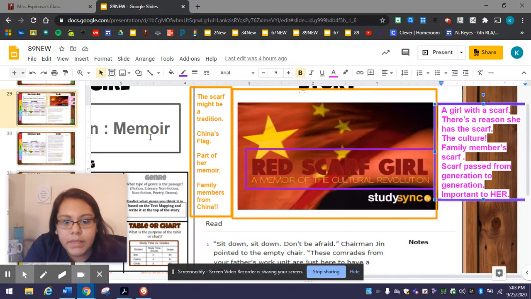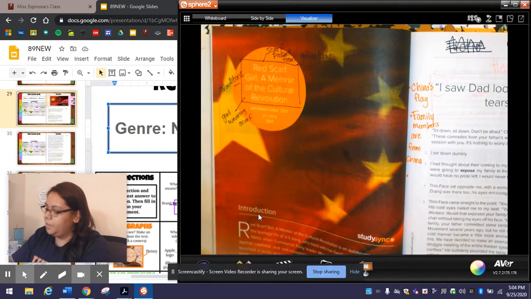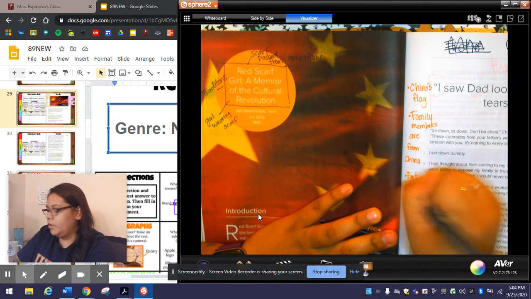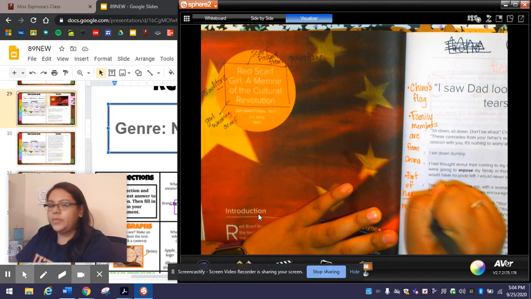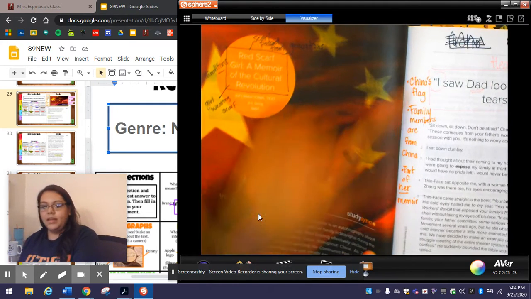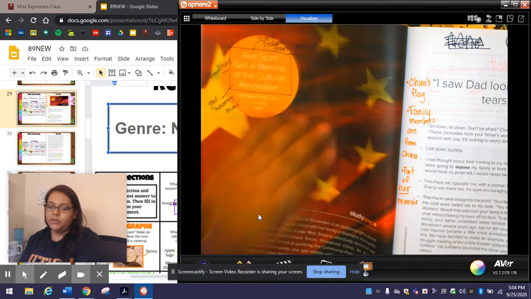And then what else did they write? Part of her memoir, the scarf might be tradition. So I'm going to put part of her memoir. Thank you to my students who told me these answers, who told me their inferences. I really liked them. And again, this is in reference to what we see on here, the yellow stars with the red in the back.